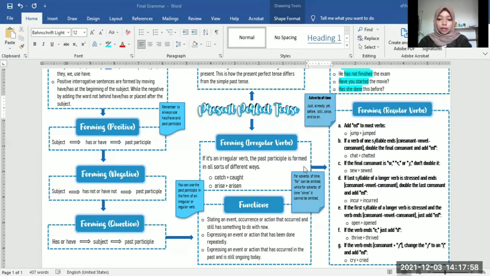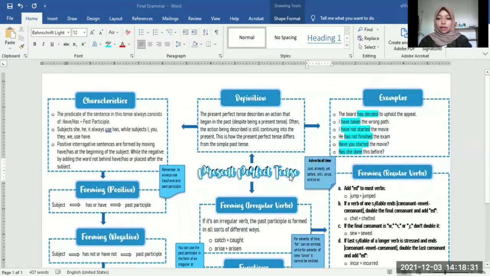The next is about functions. The first is stating an event, occurrence, or action that occurred and still has something to do with now. The second, expressing an event or action that has been done repeatedly. The last, expressing an event or action that has occurred in the past and is still ongoing today.